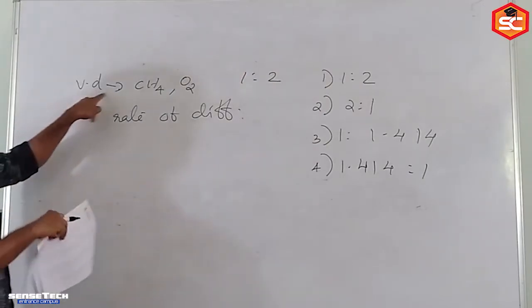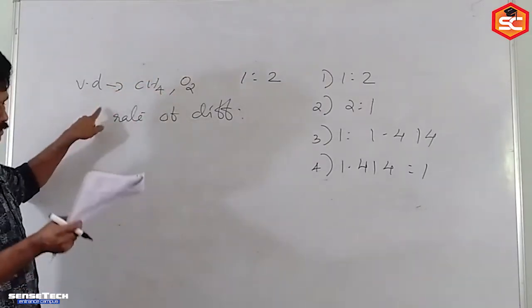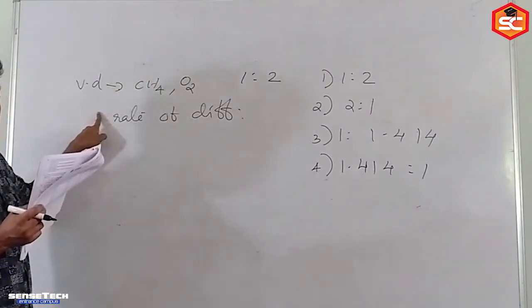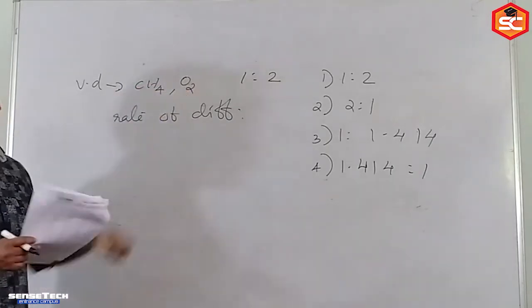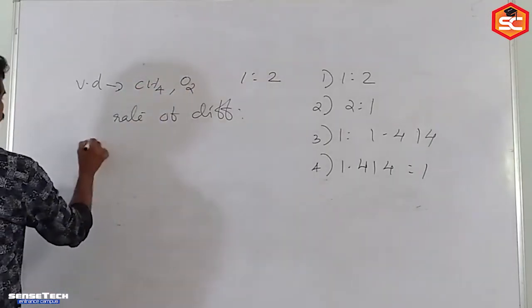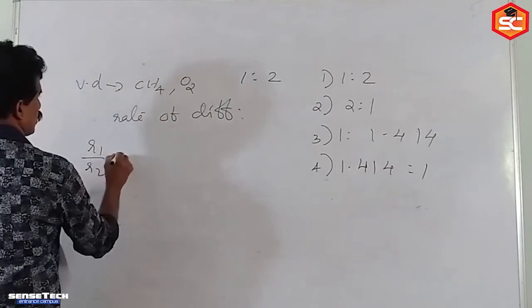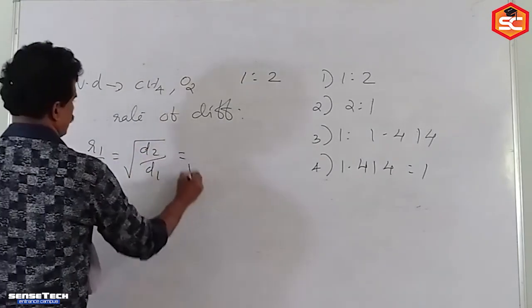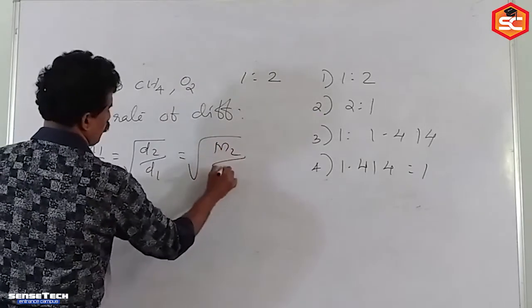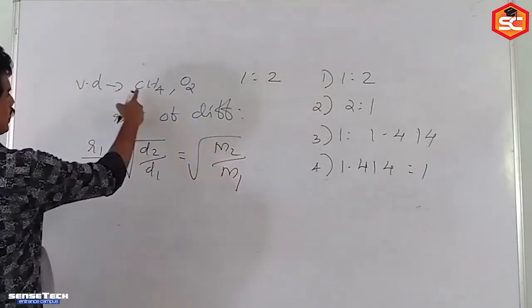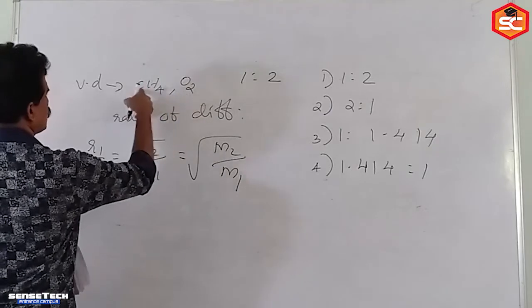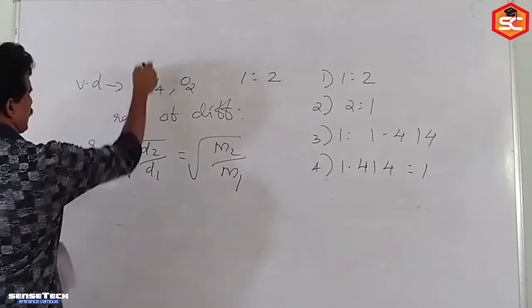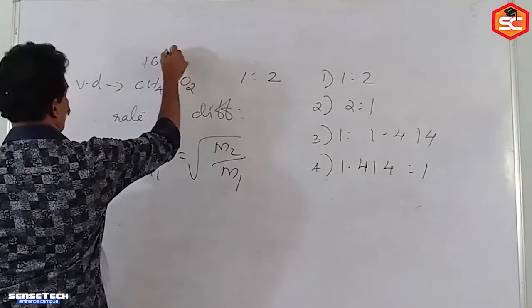So two gases, their vapor densities are given. The vapor densities are in the ratio 1:2. What is the rate of diffusion? Rate of diffusion R1 by R2 is equal to root of D2 by D1, that is equal to root of M2 by M1. So take the ratio of molecular mass. CH4 is 16, O2 is 32.